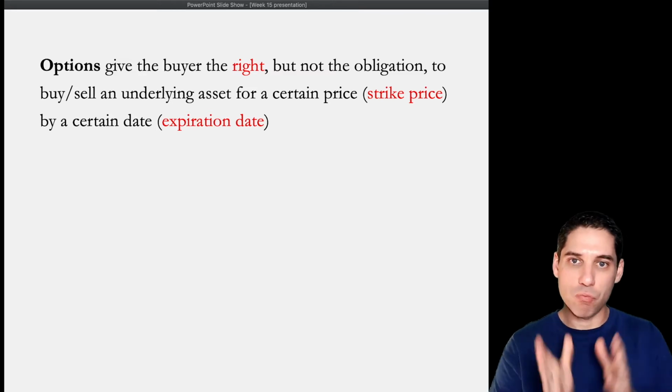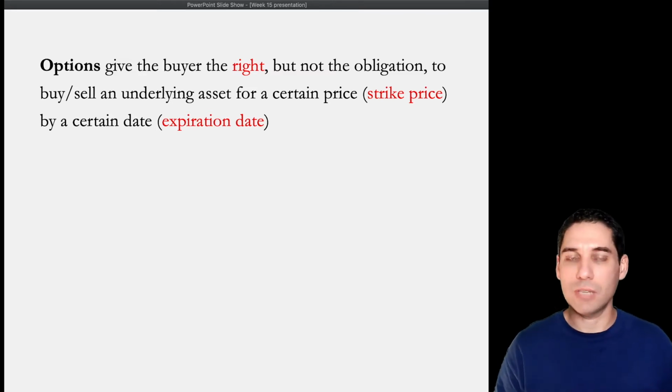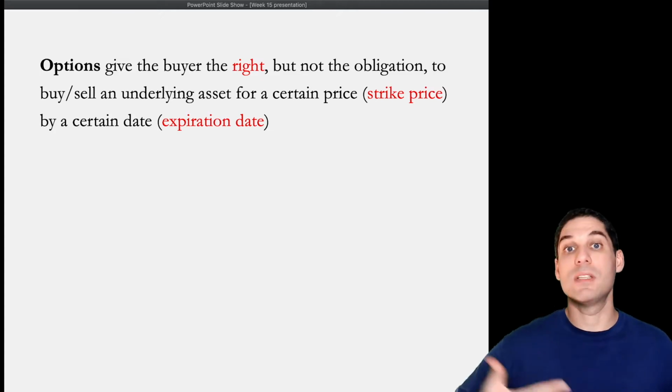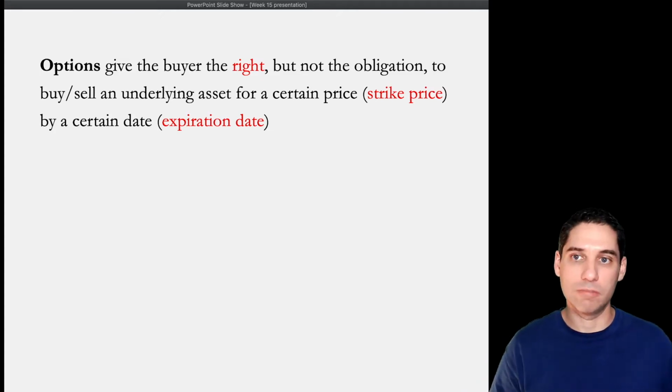Okay? So this right but not the obligation. This is a contract that gives the buyer the right but not the obligation. That's what gives the name to this type of derivative, option. That's where the name comes from, right? The right but not the obligation. So the buyer, the owner of the option, has an option to exercise or not, depending on the circumstances.